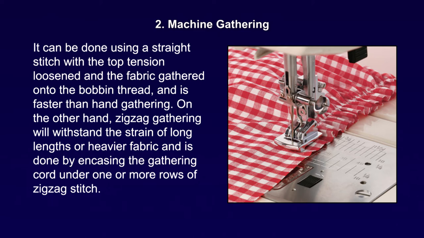Machine gathering. It can be done using a straight stitch with the top tension of the machine loosened and the fabric gathered onto the bobbin thread, and is faster than hand gathering. On the other hand, zigzag gathering will withstand the strain of long lengths or heavier fabric and is done by encasing the gathering cord under one or more rows of zigzag stitch.